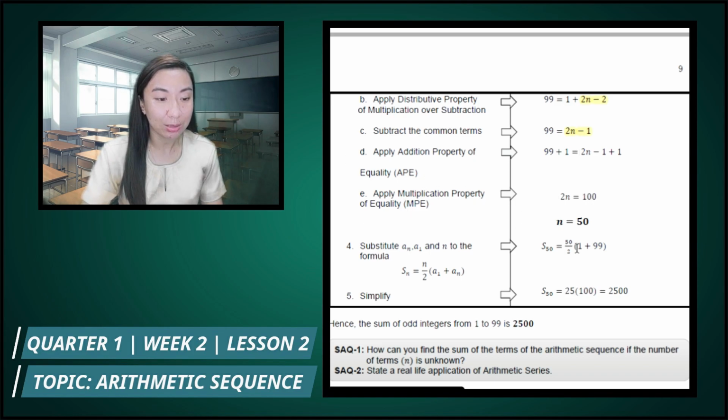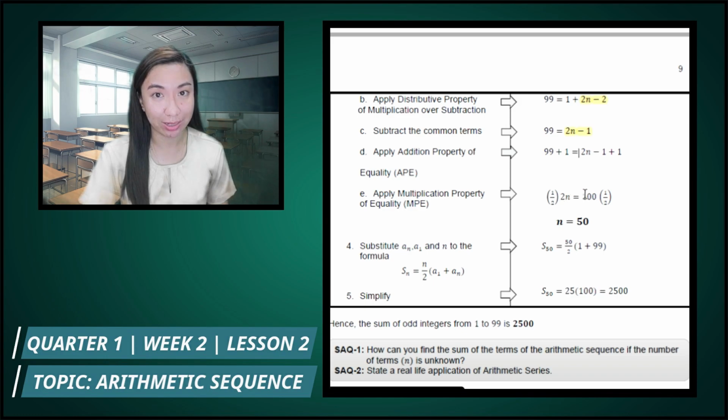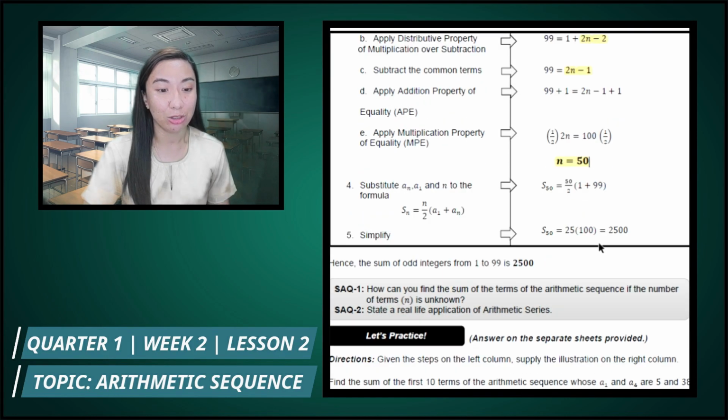Now, for the last part here, we apply the multiplication property of equality, or the MPE. We will multiply both sides by 1/2 to get the value of n. Para yung maiwan na lang is yung variable n. So, 1/2 times 2n is equal to n, and 100 times 1/2 is equal to 50. By this time, we already know the value of n. Once we have the value of n, then we can already solve the arithmetic series. So, alin yung gagamitin natin na formula?